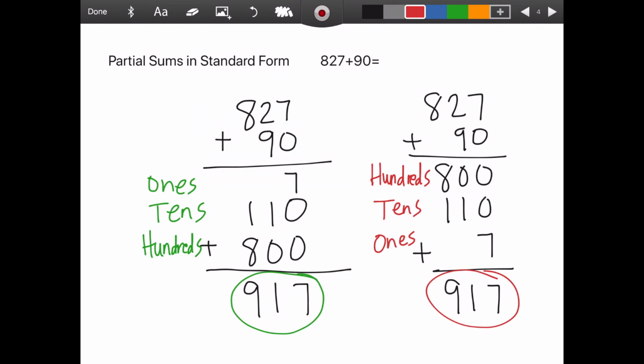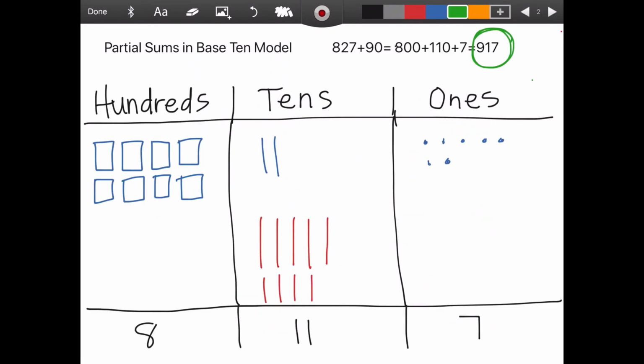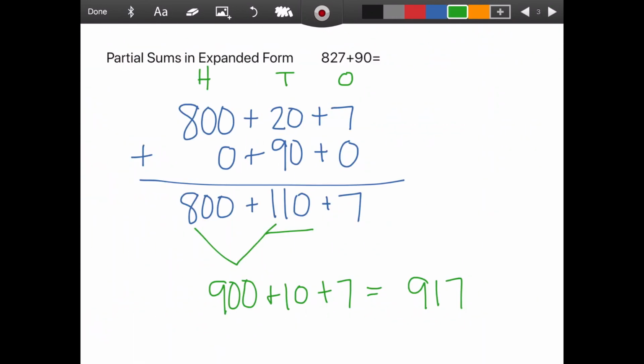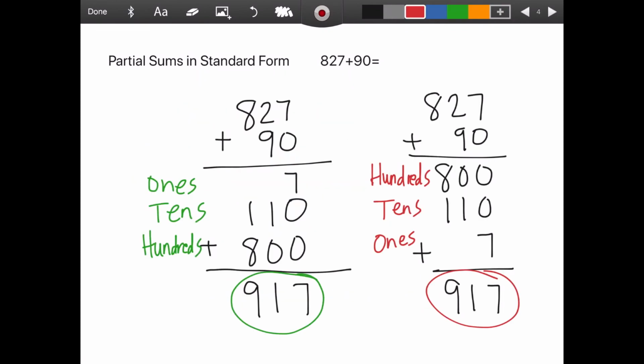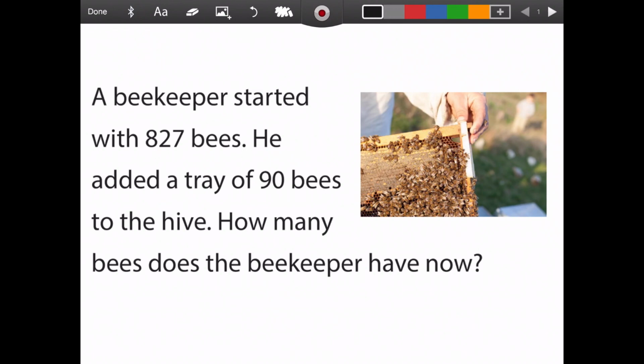However, if we're using a regrouping strategy that we'll be talking about tomorrow, then it is easier to start with the ones place and then move towards the left, going to the larger place value. In summary, we used base 10 models, expanded form, and standard form to answer the question of how many bees does the beekeeper have now, and we can now say that he has 917 bees. Now it is your turn to practice.